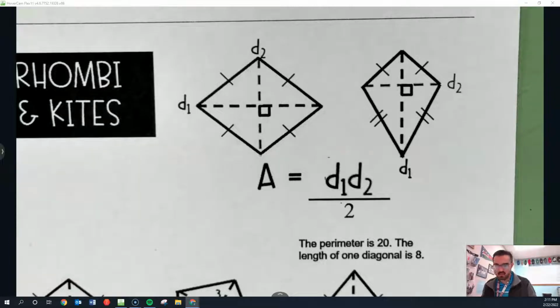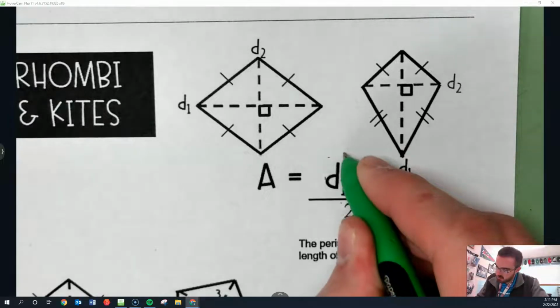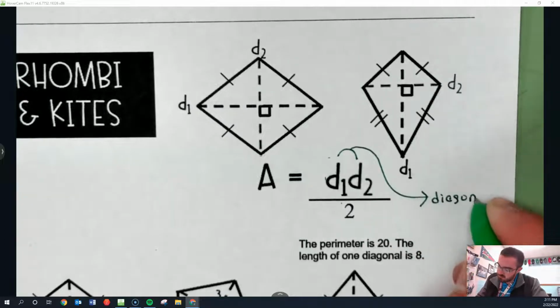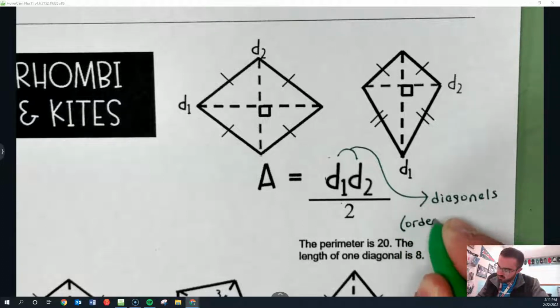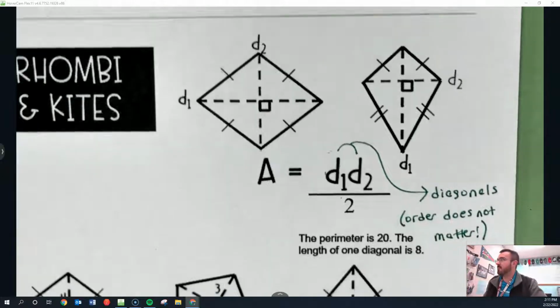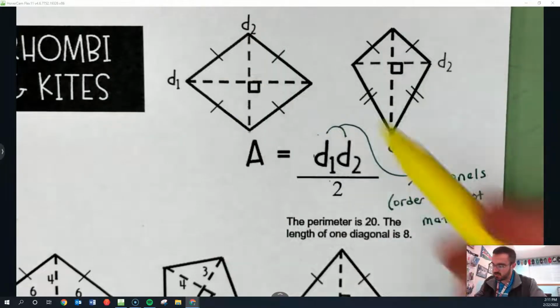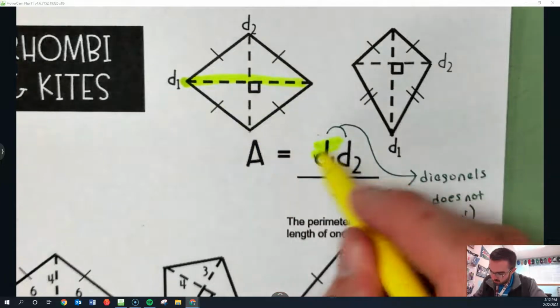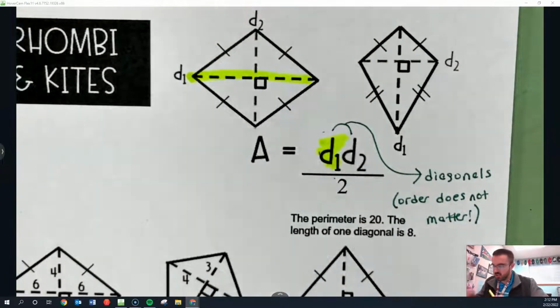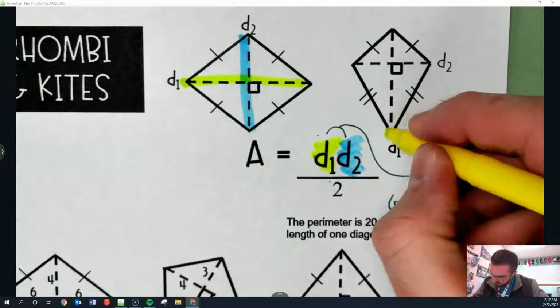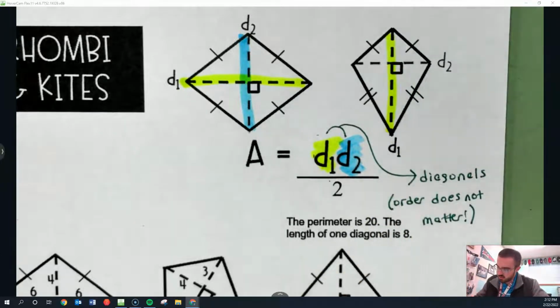So very simple. These two are called the diagonals. And the order does not matter. Basically, if you look at your picture, the diagonals are what's going across. So d1, right there, crosses d2, right there. Same thing in this picture. d1 goes across, crosses d2.